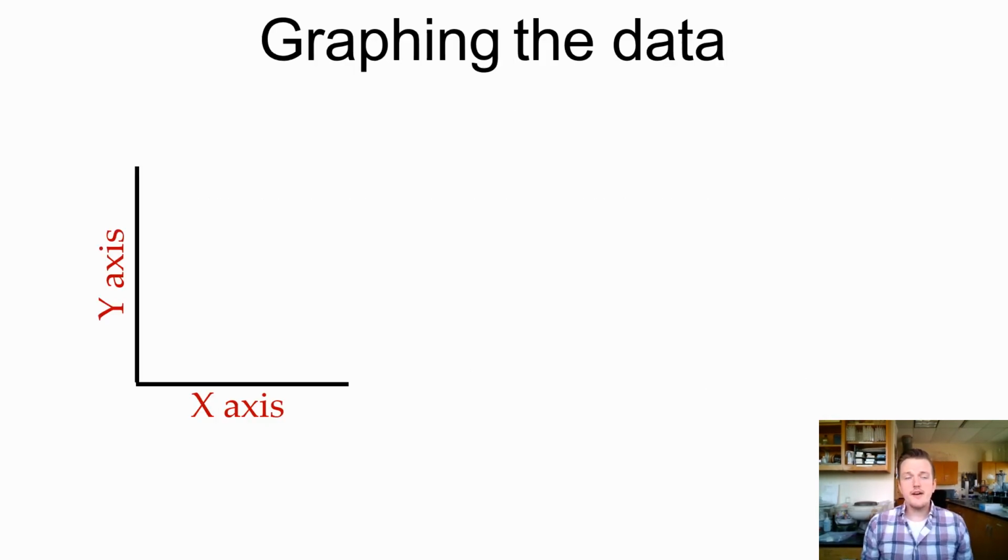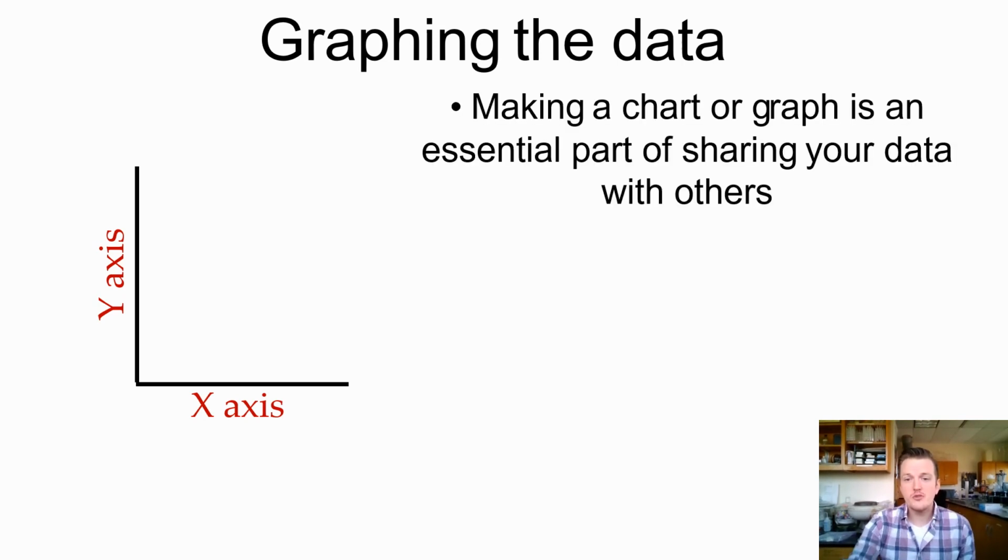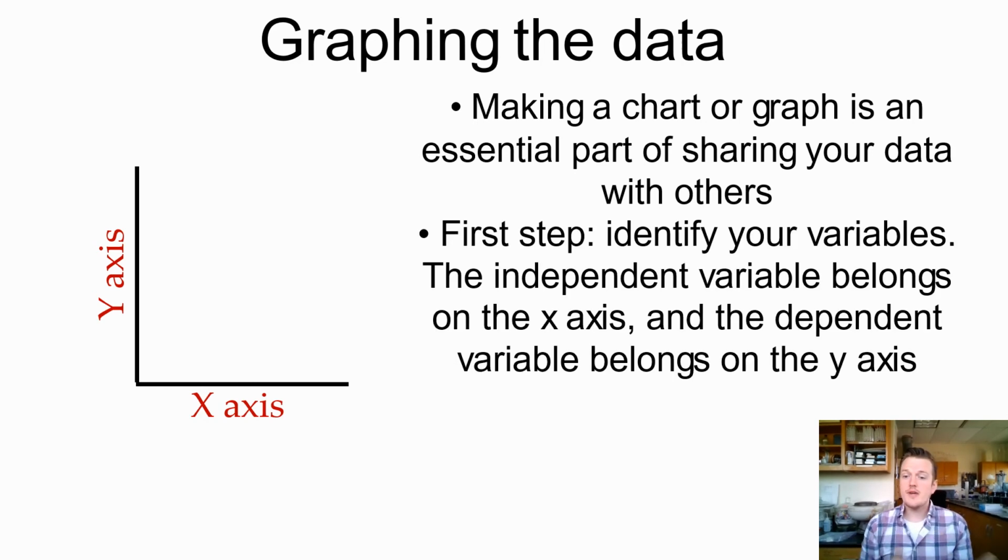So once you've gone out and you've collected all of your data, a critical component of actually understanding what's going on is graphing the data. You can take a bunch of numbers and you just look at the numbers and it doesn't tell you anything. So making a chart or graph is a good way to see what's actually happening. And so in order to do that, you need to identify your variables. Again, the dependent variable depending on the independent variable, and you put the independent variable on the x-axis and the dependent variable on the y-axis in most cases.